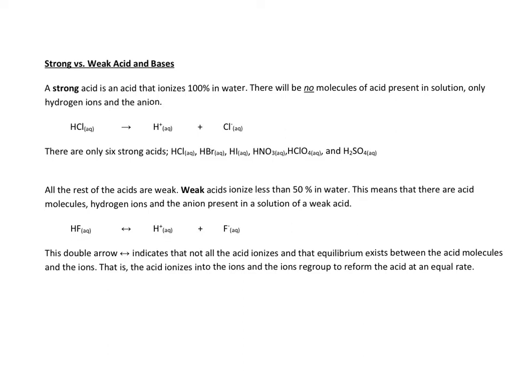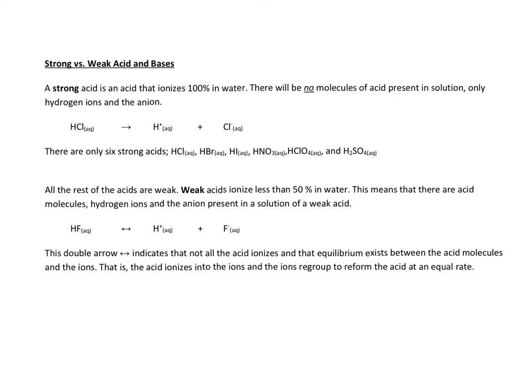There are only six strong acids: hydrochloric acid, hydrobromic acid, hydroiodic acid, nitric acid, perchloric acid, and sulfuric acid. All of the other acids are weak. Weak acids ionize less than 50% in water. This means there are some acid molecules, some hydrogen ions, and the anion of the acid, all present in the solution.